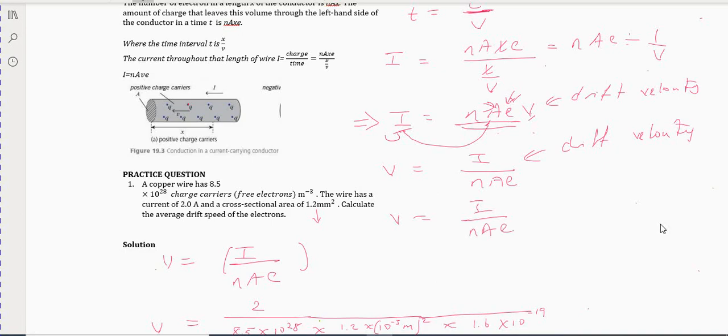Alright? So always remember, once you remember how to do this derivation, then you are well on your way to solving these problems, so to speak.